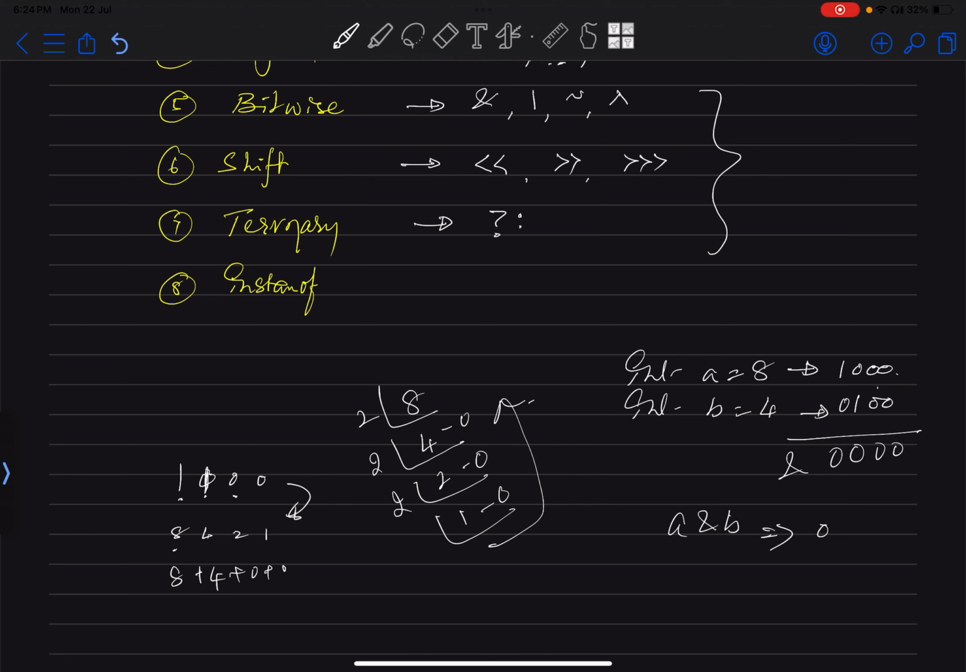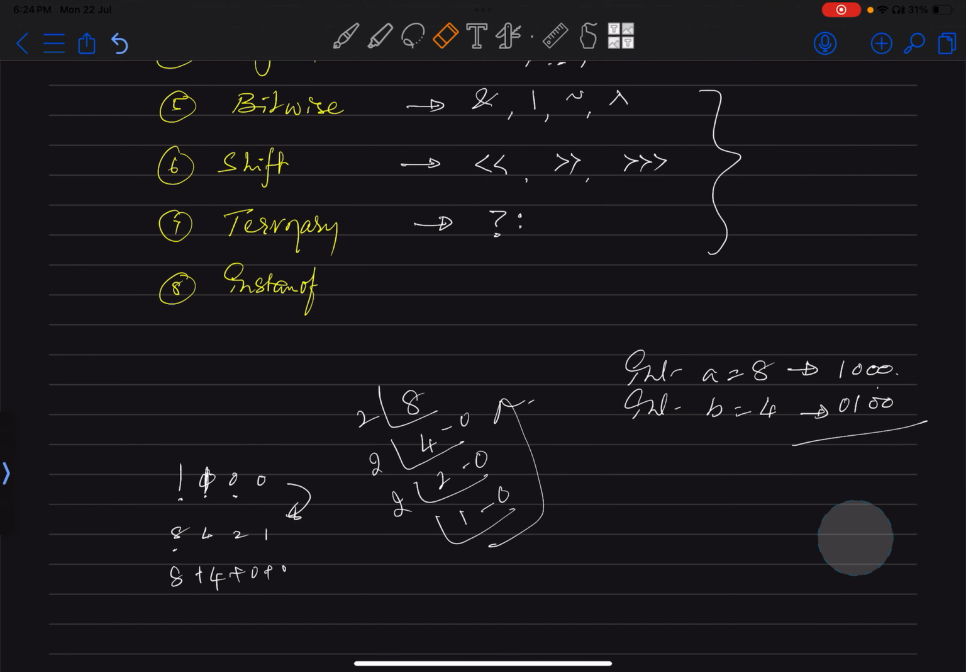Similarly, if instead of AND, I perform, let's say, an OR operation, what happens? The OR operation indicates that if any one input is 1, the output will be 1. So 0 OR 0 is 0, 0 OR 0 is 0, 0 OR 1 is 1, and 1 OR 0 is 1. So the output is 1100. 1100 is 8 plus 4, that is 12. So if I perform A OR B, the result should be 12. That's how the OR operation is performed.